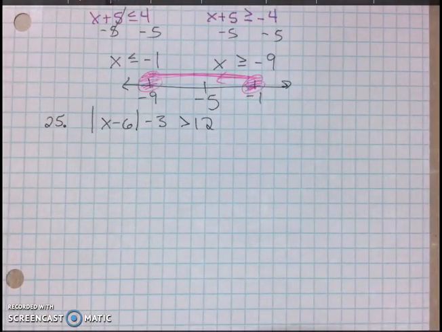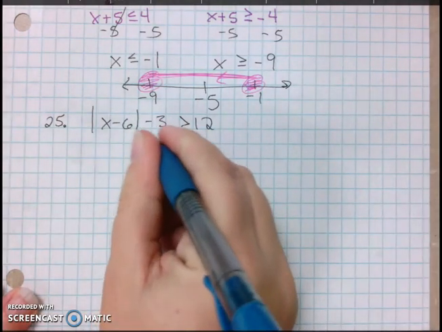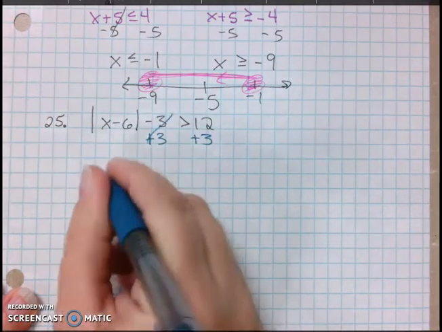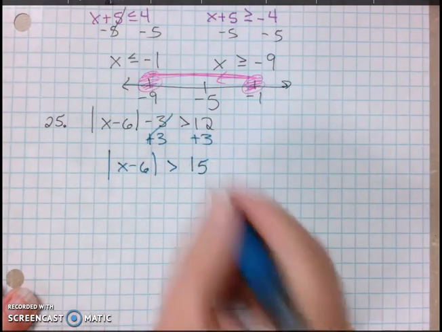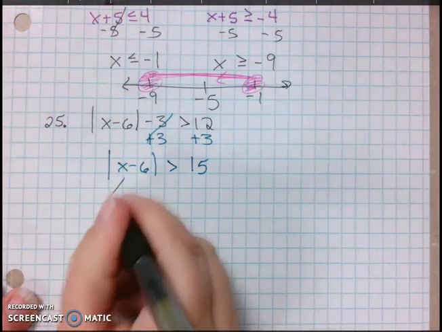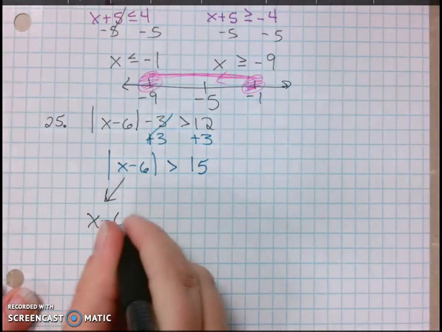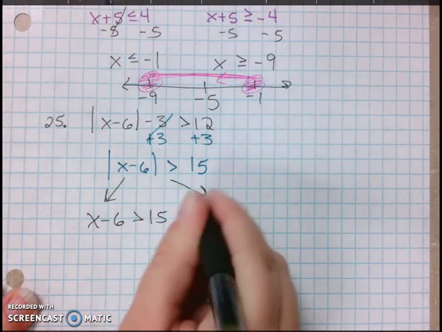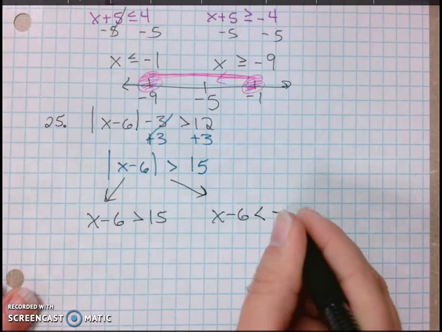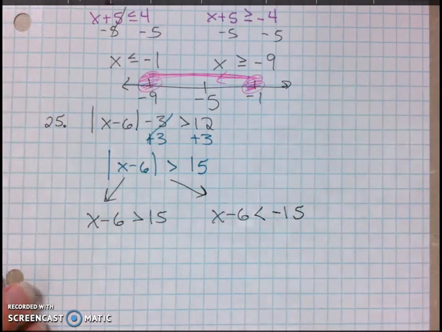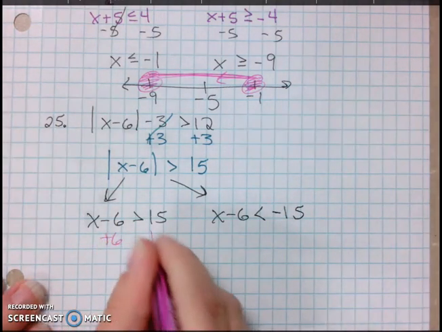Okay, the last absolute value problem, then I'll go back and do the couple we missed before. It says solve for the absolute value sign, add 3 to both sides. X minus 6 is greater than 15. Now I'll split it up, now that that's all by itself. X minus 6 is greater than 15. And x minus 6, flip the sign, make the 15 negative. There we go. Solve by adding 6 on both sides.